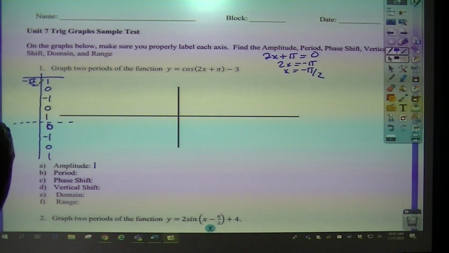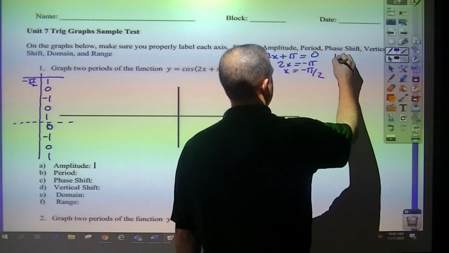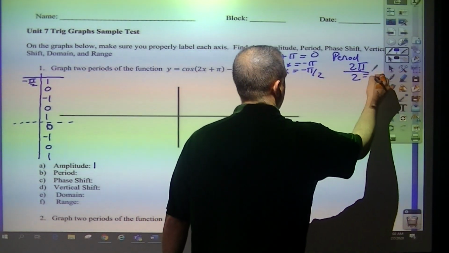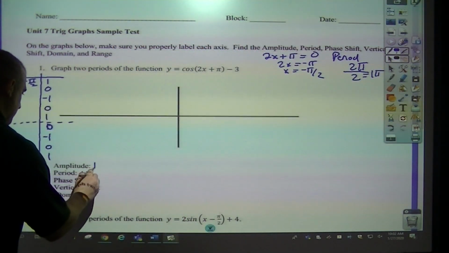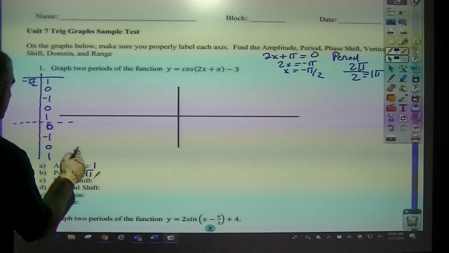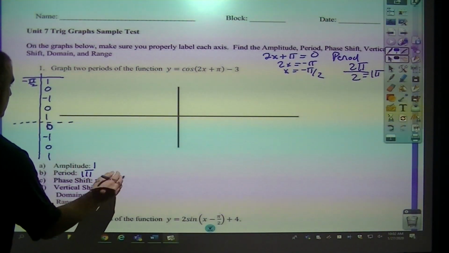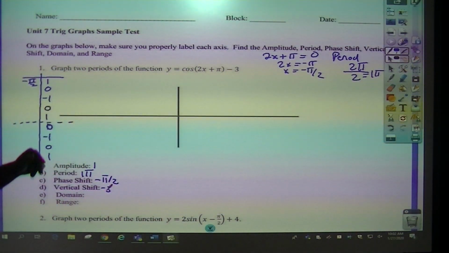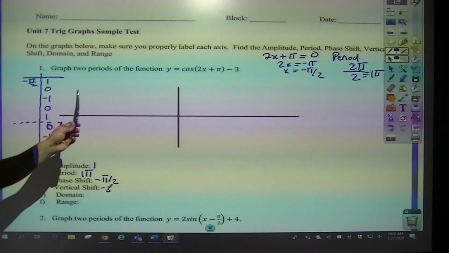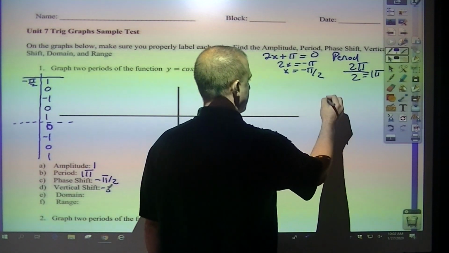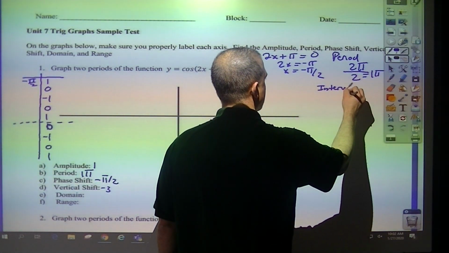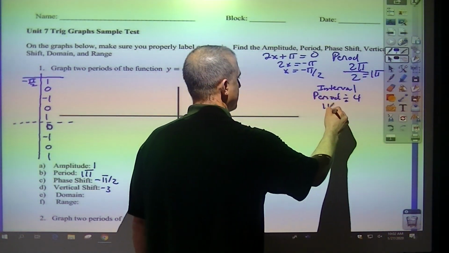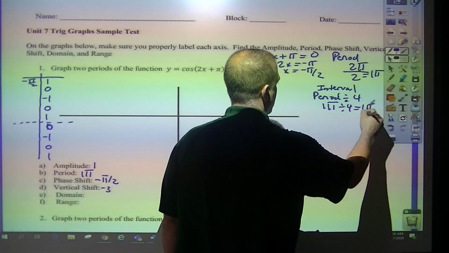Now, to find the period, I take 2 pi and divide by the number that's in front of x, which happens to be 2. So my period will be 1 pi. My phase shift for cosine is going to be the starting value of -pi over 2. My vertical shift will be this -3 here, okay? All right, and we'll get to domain and range once we make the graph, okay? Now, to figure out my interval, this is important. To figure out my interval, I take the period and divide by 4 all the time. So in this case, it would be 1 pi divided by 4, which would be 1 pi over 4, okay?